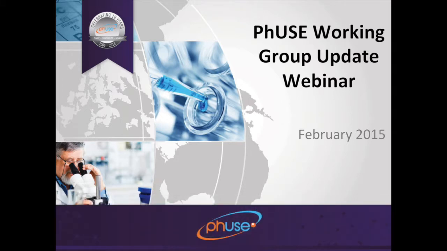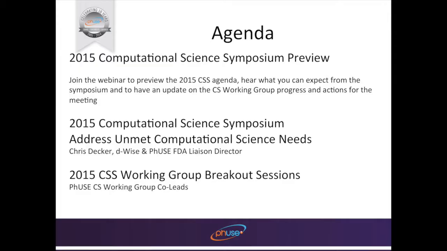Today's webinar, we will focus on the upcoming 2015 Computational Science Symposium, which is now just less than a month away. And we have co-leads from each of our working groups that are going to give you a synopsis of the activities that they're going to be engaging on at that meeting. I will first start by providing an overview of the symposium and an introduction to a few of the new sessions that we'll be having.